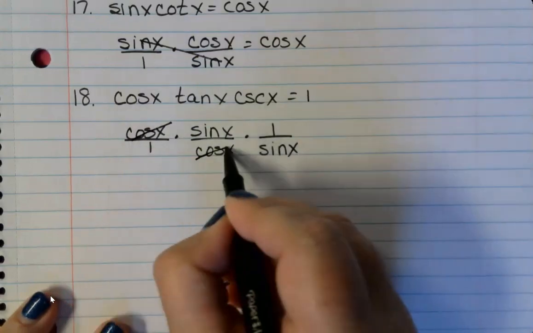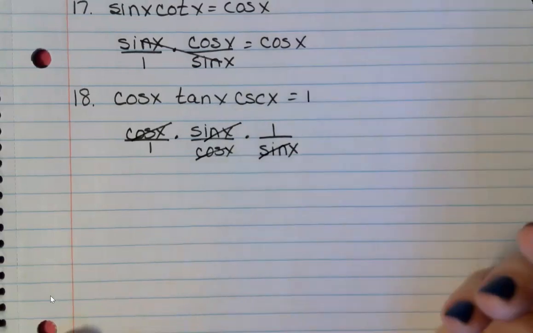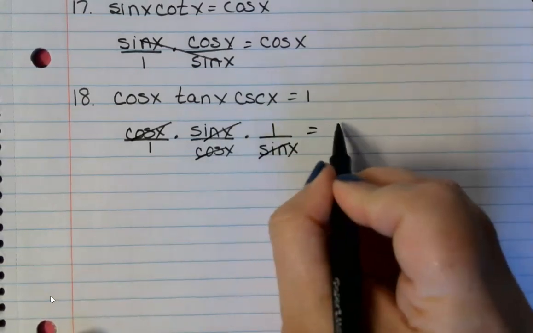So notice I have a cosine on top and on bottom. They cancel. And we have a sine on top and on bottom. They cancel. And I'm left with 1.